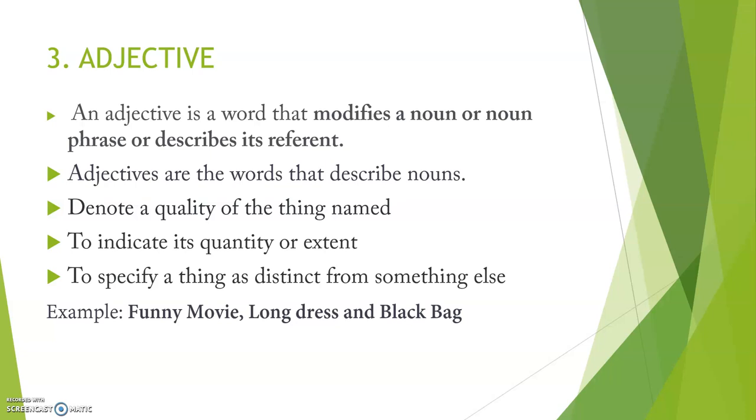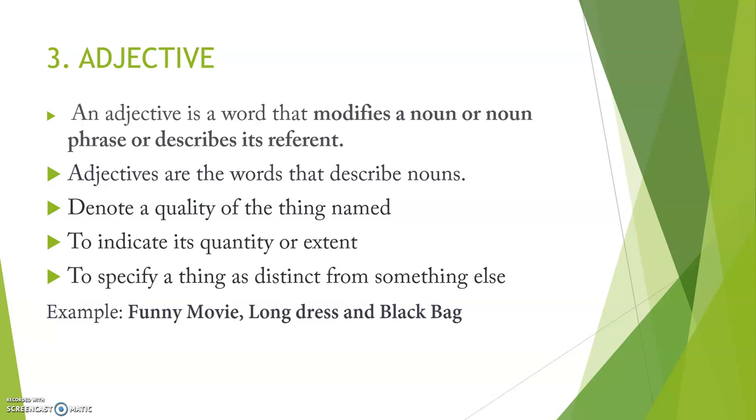So, in the examples we could see, while we say funny movie, it actually indicates the quality of the movie. The term funny is the adjective, and this adjective describes or denotes about the quality of the movie. The movie could be funny, could be serious, could be sad, and all those terms that I've told right now, the funny, serious, sad, all these are adjectives. The next example is long dress. In this word, we could see that long is the adjective.